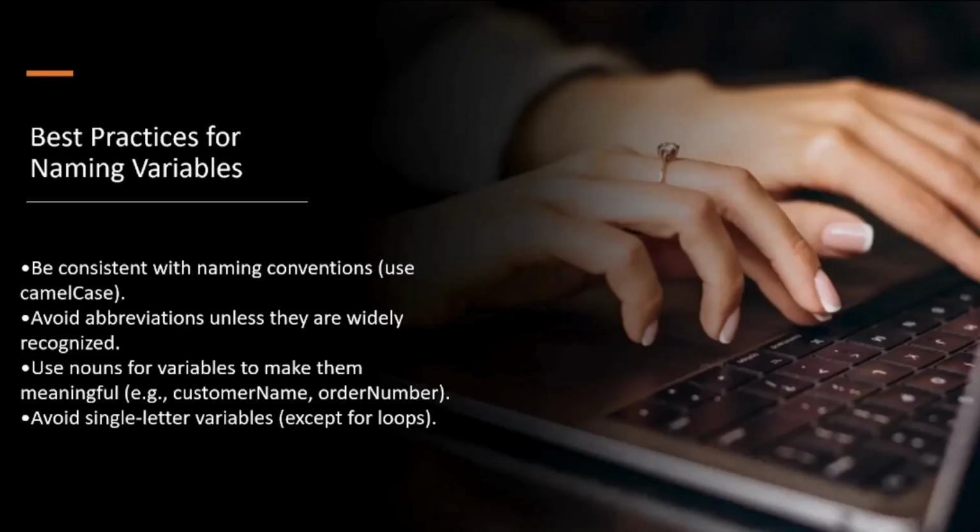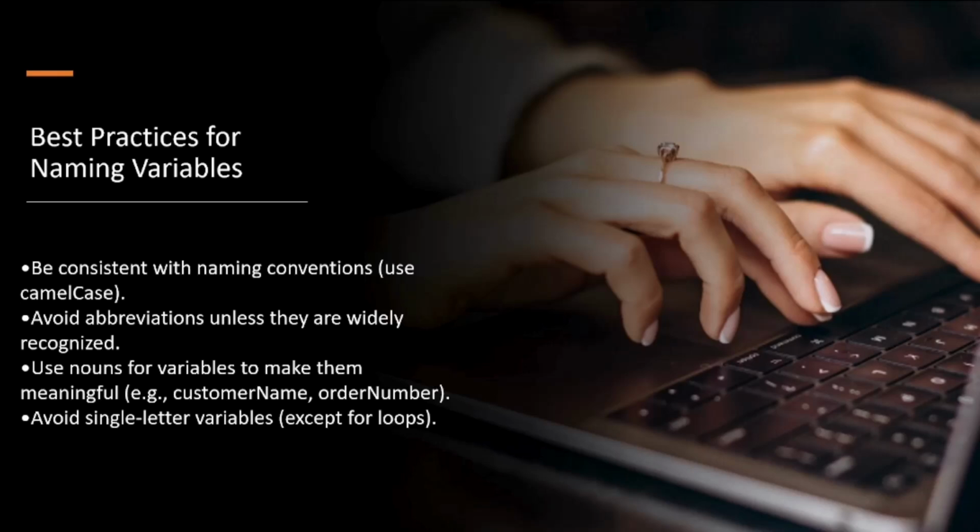Let's talk about a few best practices when naming variables. These steps will help you to write clean, professional looking code that is easy for you and others to understand. The first one is, if you follow a camel case naming convention for one variable, stick to it for all your variables. This keeps your code clean and predictable.